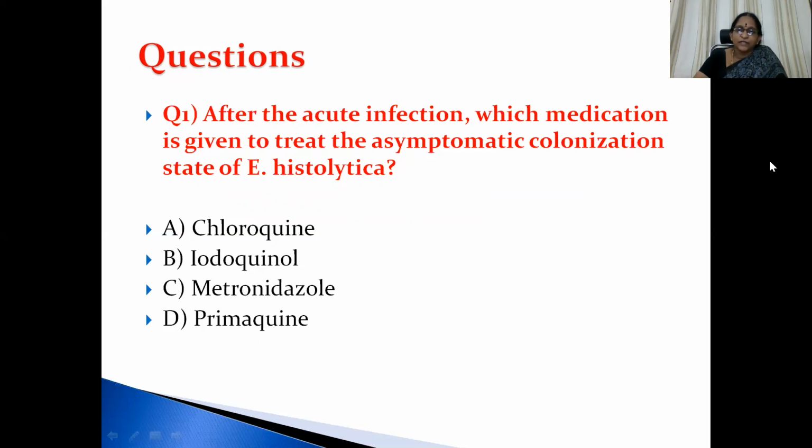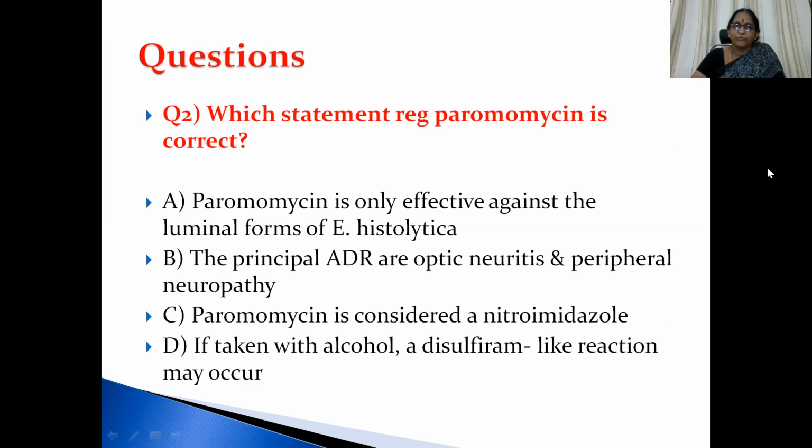So here the questions are: after the acute infection, which medication is given to treat the asymptomatic colonization state of Entamoeba histolytica? Sounds simple, right? Then, which statement regarding paromomycin is correct?